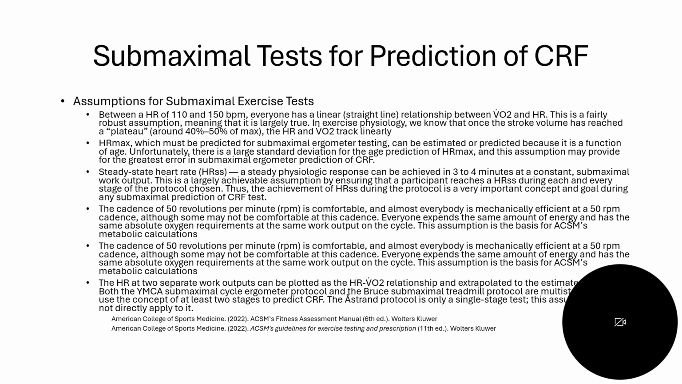There are some assumptions for submaximal exercise tests. One, for a single individual, as your heart rate goes up, your oxygen consumption goes up in a perfectly straight, predictable line. Two, because maximum heart rate naturally declines over a lifetime, we often estimate maximum heart rate using a person's age. However, there's a huge margin of error in these estimates. This variability causes the biggest problems when we try to predict CRF using a submaximal ergometer test.